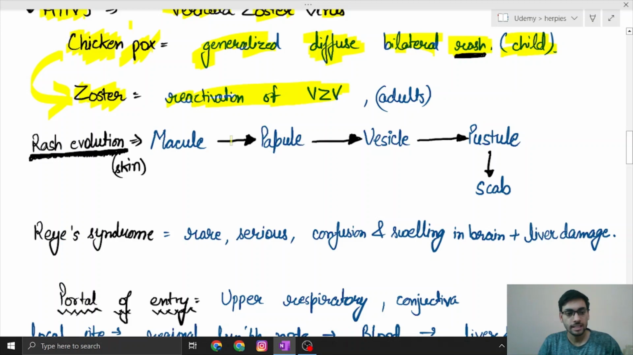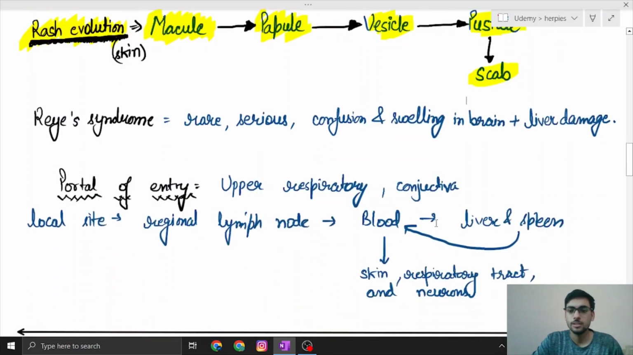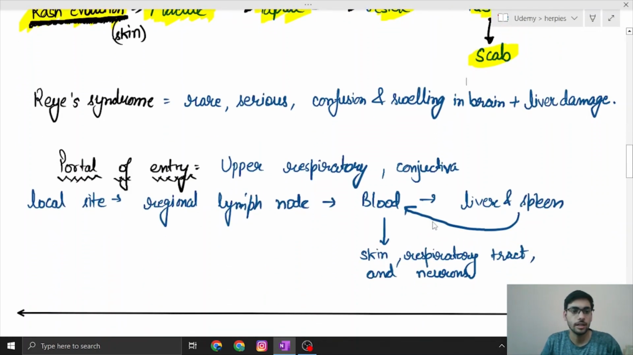Then comes rash evolution in varicella zoster. When chickenpox occurs in a human, these are the stages a rash passes through. First it will form a macule, then a papule, then a vesicle, later a pustule, and at last it will form a scab, which is like drying of the skin.